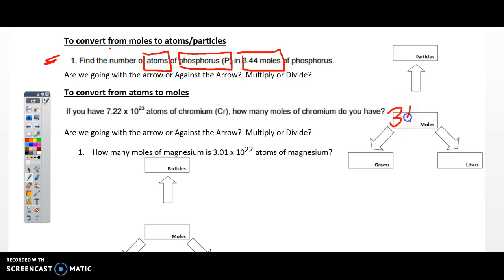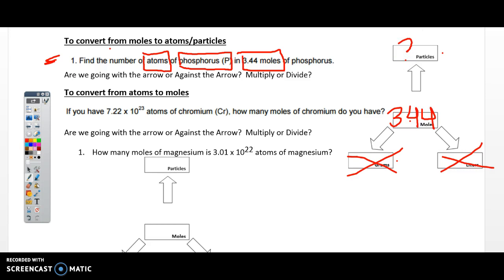Okay, so they give us the information already. They give us 3.44 moles, and they're looking for atoms. So what box would the atoms be in? Would they be in particles? Would they be in grams? Or would they be in liters? Well, it can't be these. They're not asking for liters. They're not asking for grams. They're asking for atoms, so it has to be particles. Particles, remember, can be atoms, molecules, or formula units. So that's your question mark right here.